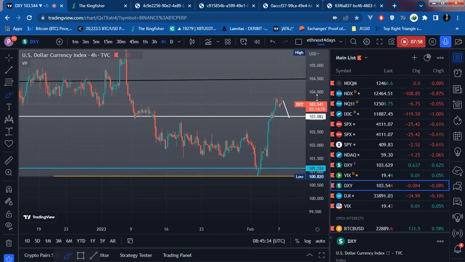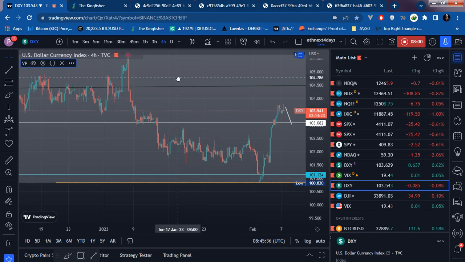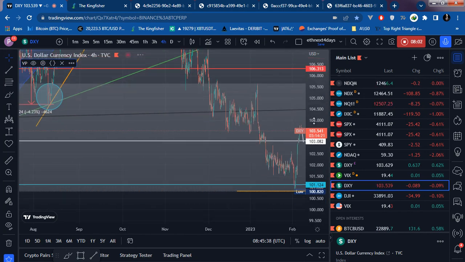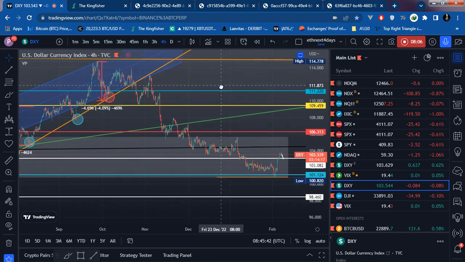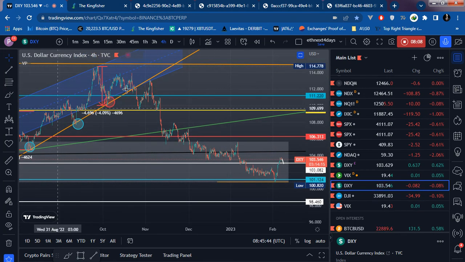Let's look at the 4 hour on Dixie. It's better. And let me zoom out. There we go. So we dumped from this parallel channel, and then we came back. We retested this. This was a double bottom, by the way, but it did not pan out. So it retested the bottom of that parallel channel. It failed and it continued to bleed slowly from here.